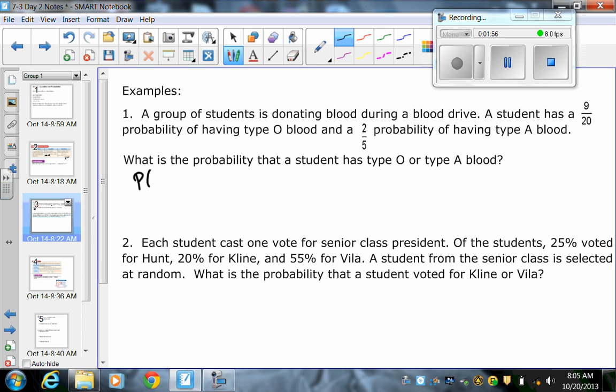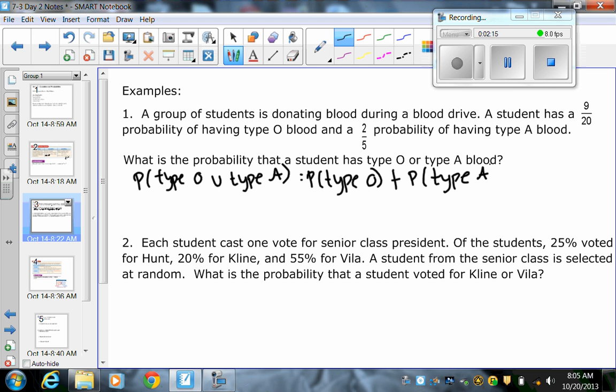So we have the probability of type O union with type A, which is just going to be the probability of type O plus the probability of type A. So the probability of type O was 9 out of 20 plus 2 out of 5. And when we add these together, we get 17 out of 20, which is equal to 0.85 or 85%.